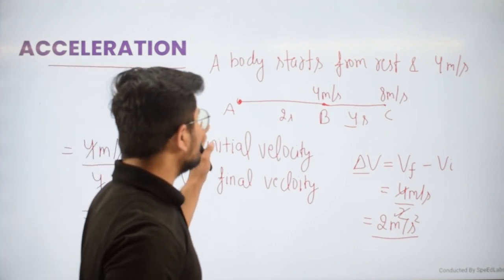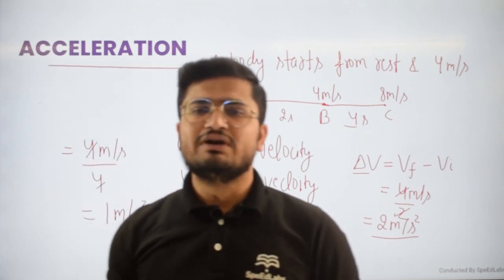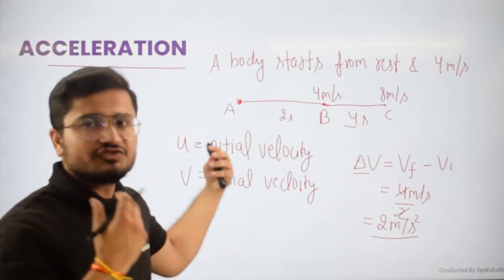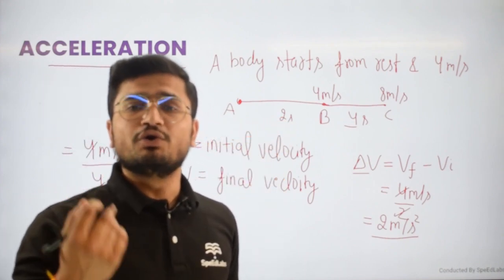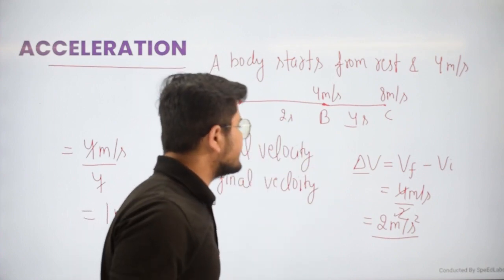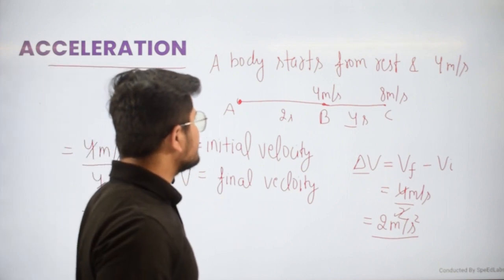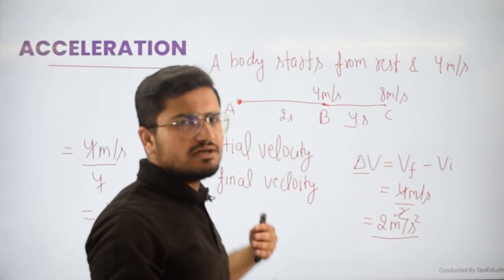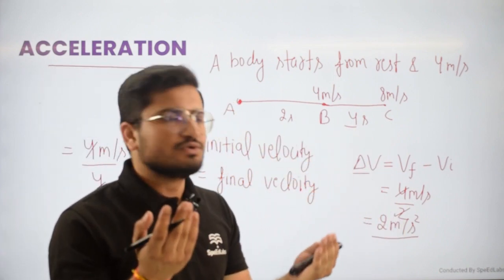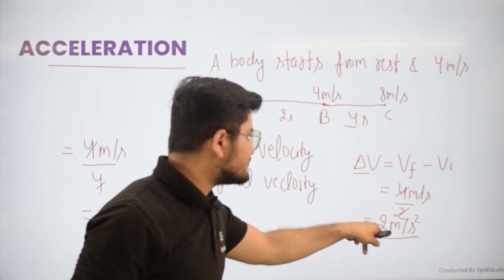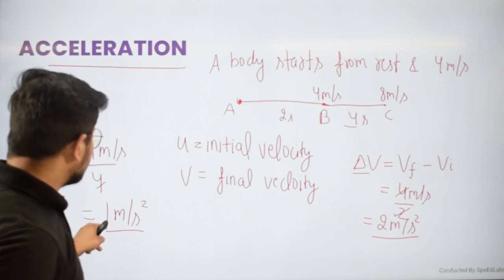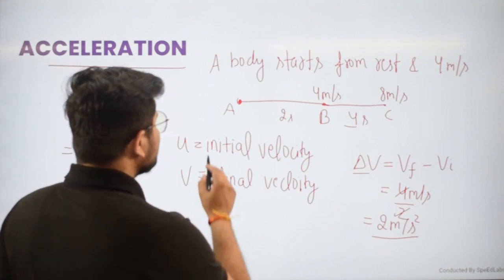So as you can see, what we just found out is acceleration: change in velocity, rate of change of velocity. Rate means we are talking with respect to time. When he moved from A to B, the acceleration was 2 meter per second square. As you can see, he just sped up, in layman language. And from B to C, he was, suppose, applying the brakes. So from A to B, acceleration was 2 meter per second square, and from B to C, 1 meter per second square.